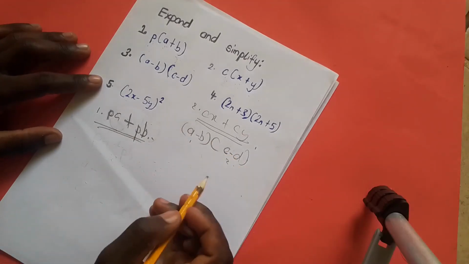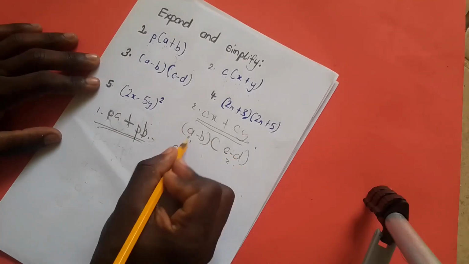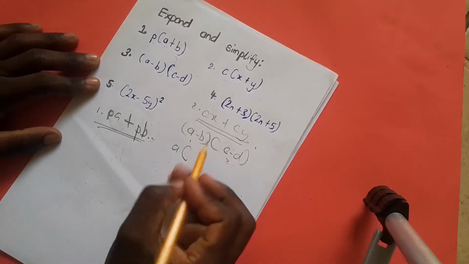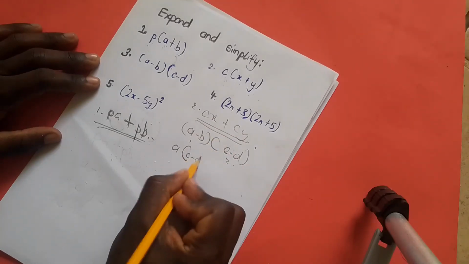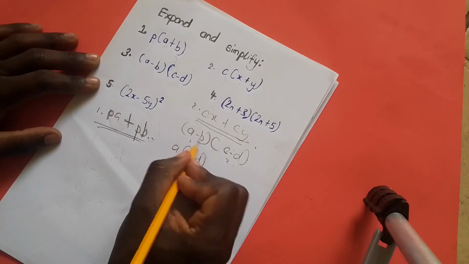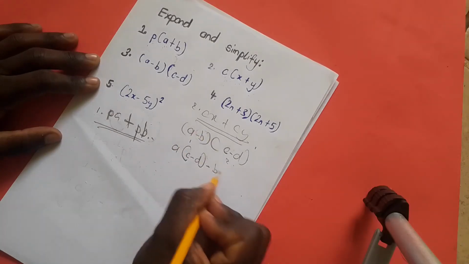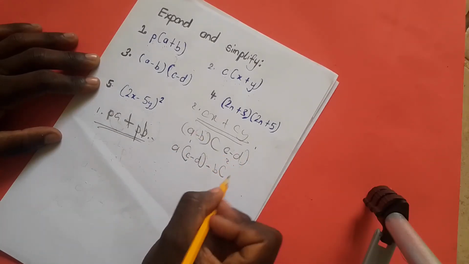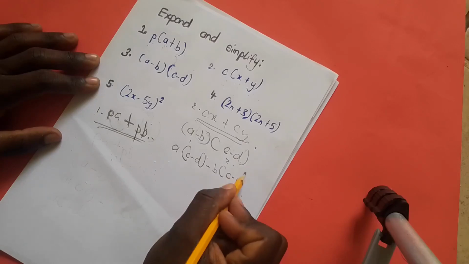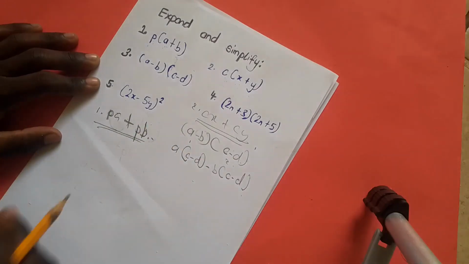How does that happen? It happens like this. So A, bracket, then we put the second bracket, C minus D. Then negative B, this negative B, bracket C minus D. Okay, that's the first step.